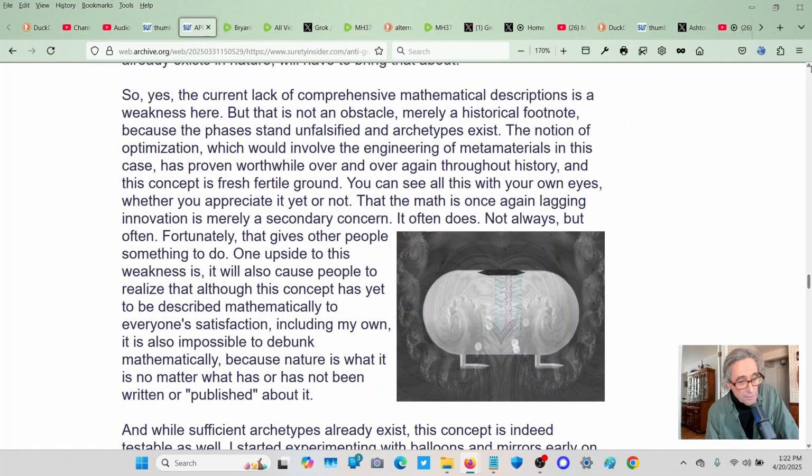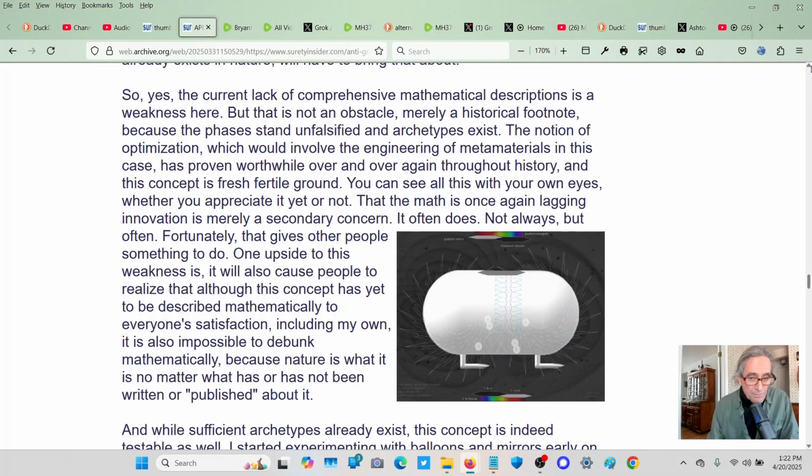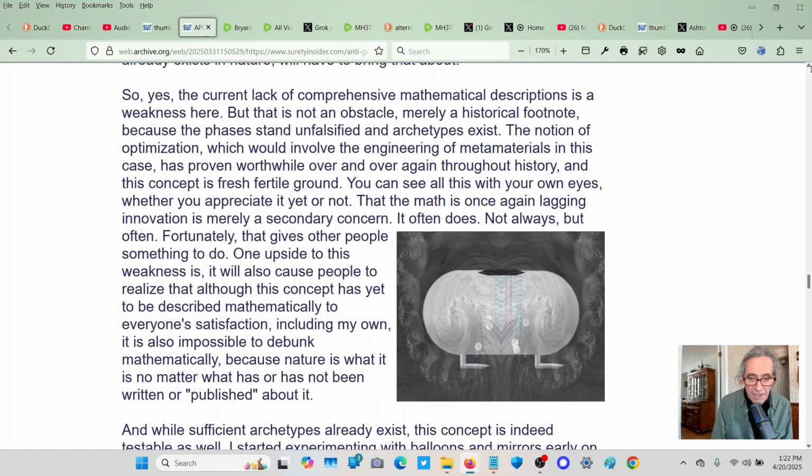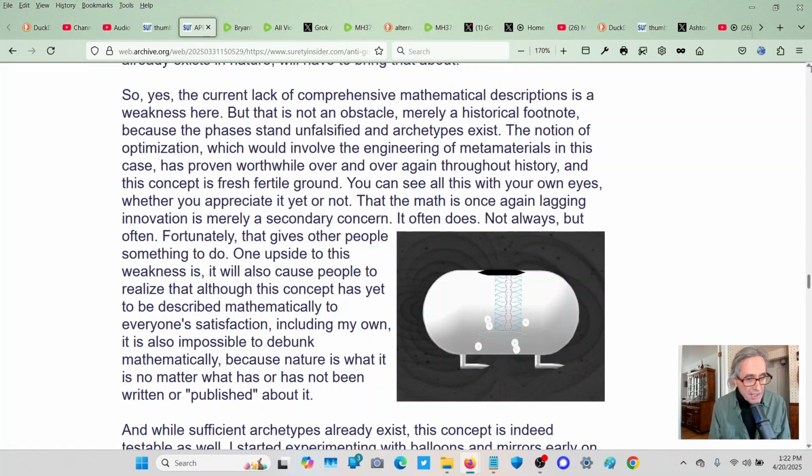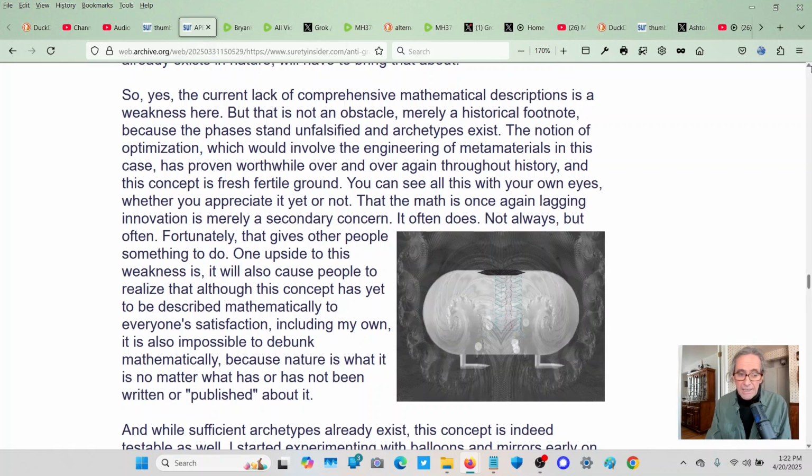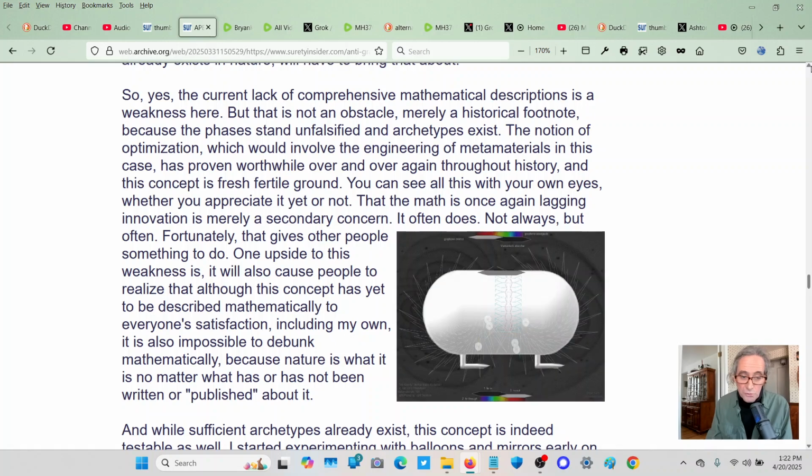The notion of optimization, which would involve the engineering of metamaterials in this case, has proven worthwhile over and over again throughout history, and this concept is fresh, fertile ground. You can see all of this with your own eyes, whether you appreciate it yet or not. That the math is once again lagging innovation is merely a secondary concern. It often does. Not always, but often. Fortunately, that gives other people something to do.